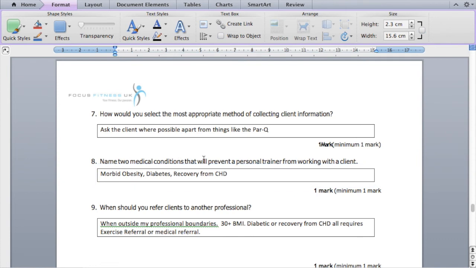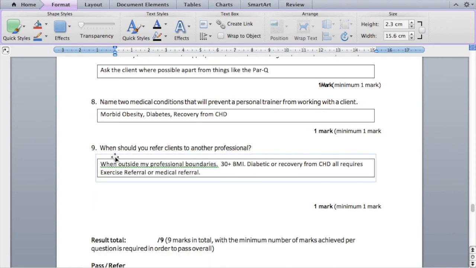Name 2 medical conditions that will prevent a personal trainer from working with a client. Well, if we don't hold exercise referral, we shouldn't be working with the morbidly obese, which is anybody with a BMI above 30. We also shouldn't be working with clients who have diabetes or who are recovering from coronary heart disease, because they would be outside of our scope. So here there's 3 different medical conditions that will prevent a personal trainer from working with a client.